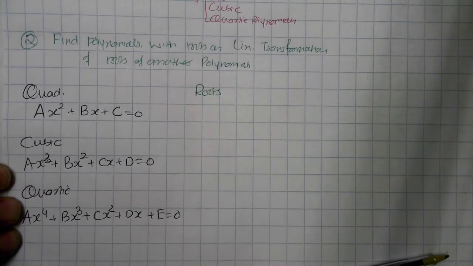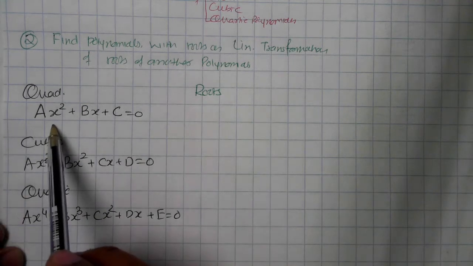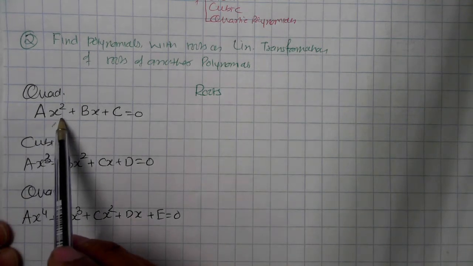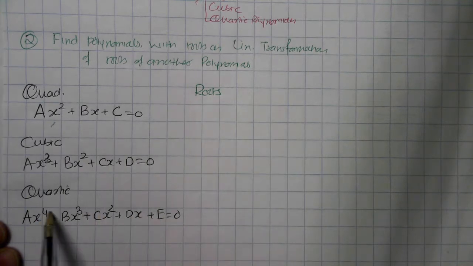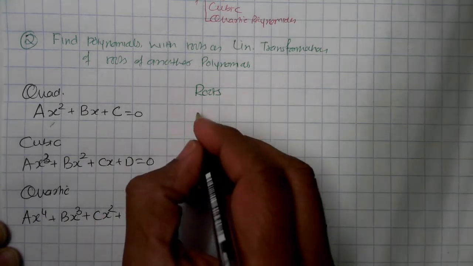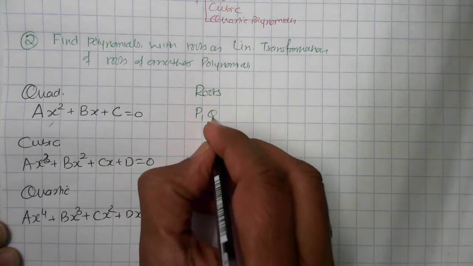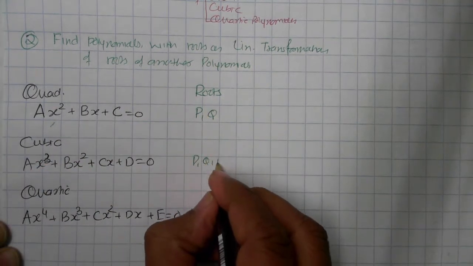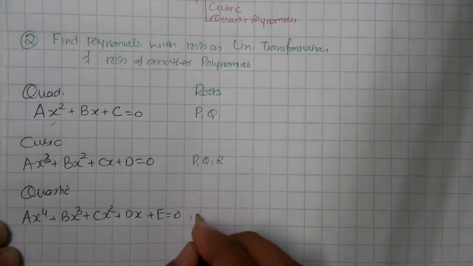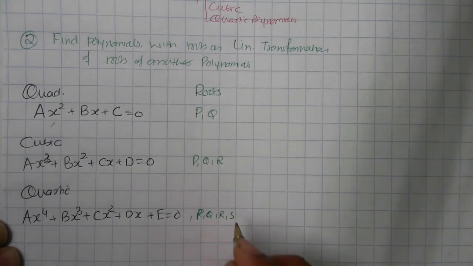Okay. All right. So the quadratic equations, polynomials, I look at these three types. Obviously, I'm using this as equal to 0 to make them equations so we can solve them. And the roots, I'm taking as P and Q for the quadratic, P, Q and R for the cubic, and P, Q, R and S for the quartic.